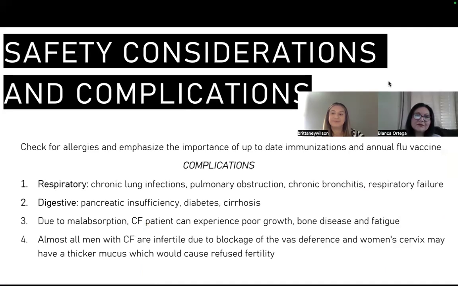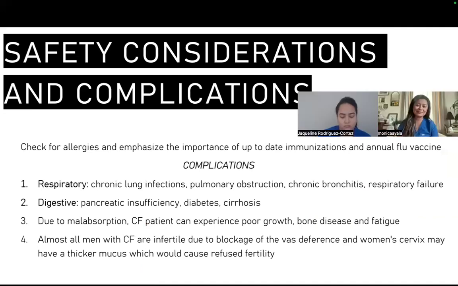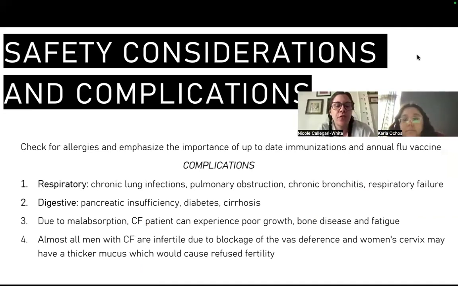So some of the safety considerations and complications: one of the most important things is to check for allergies and emphasize the importance of up-to-date immunizations and for your patient to get the annual flu vaccine. Some complications that can occur in your respiratory system are chronic lung infections, pulmonary obstruction, chronic bronchitis, and respiratory failure. Part of your complications in digestive are pancreatic insufficiency, diabetes, and cirrhosis.